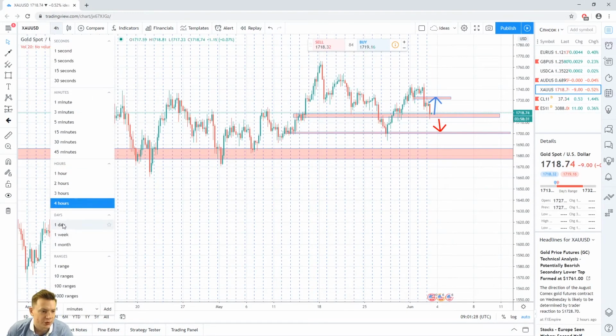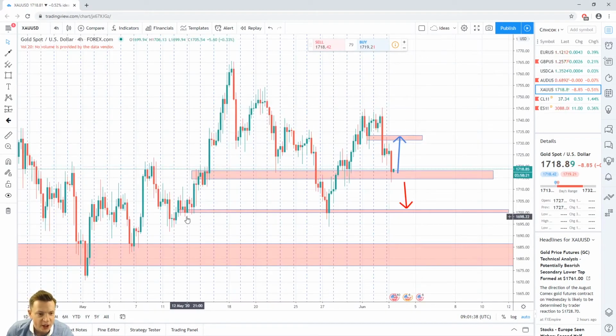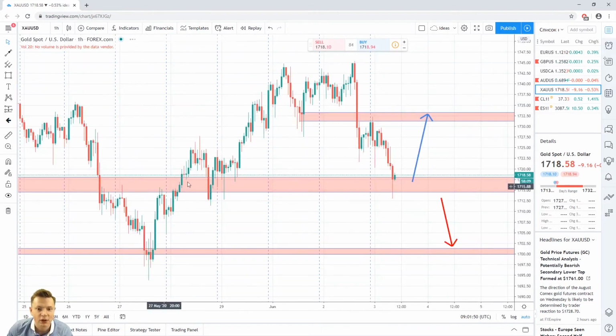Gold. Try to look at gold on a daily frame. We have a very important support level around 1680. Then if we go into the lower time frame like H4 in this case, we have important support around 1700. Also important support around 1715. That's why it depends on how price will react at this level.